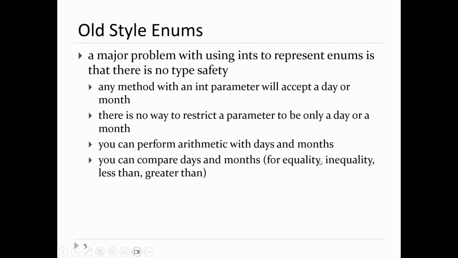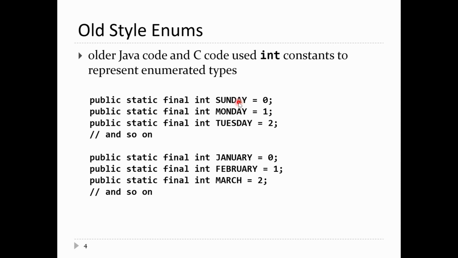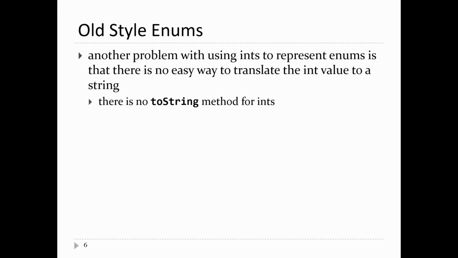And you can do a bunch of things with months or days of the week that you logically should not be able to do. Now, one of the advantages is if you want to test whether a day is actually Monday, that test is very fast, because you're comparing two int values. So Sunday equal to Tuesday? No, 0 is not equal to 2. Comparing two ints is very fast. So that's at least one advantage.